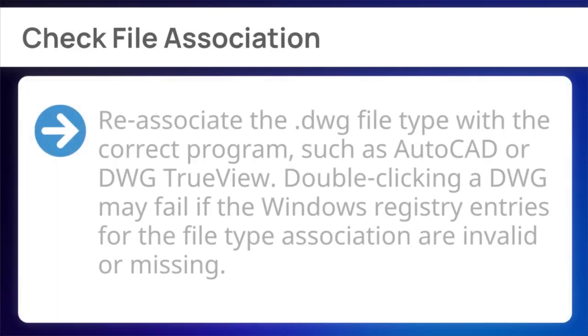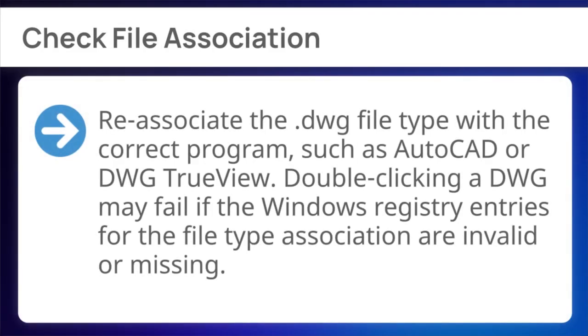First, check file association. Reassociate the DWG file type with the correct program, such as AutoCAD or DWG TrueView. Double-clicking a DWG may fail if the Windows registry entries for the file type association are invalid or missing.